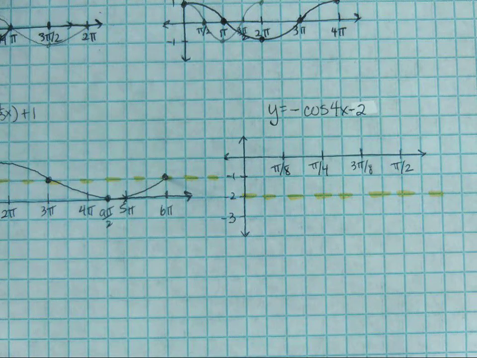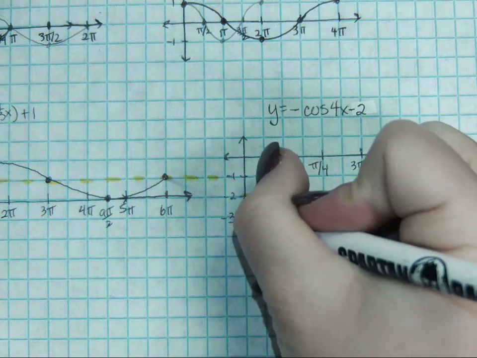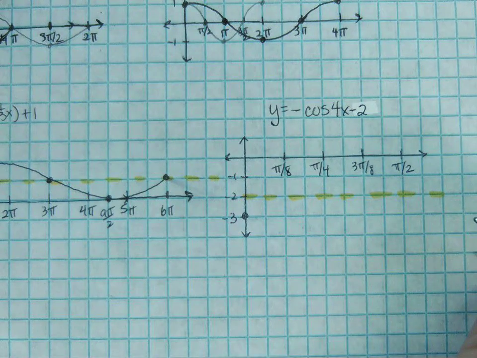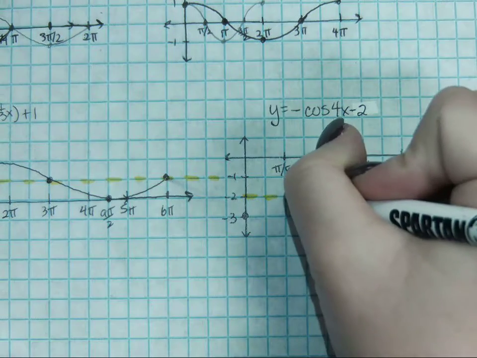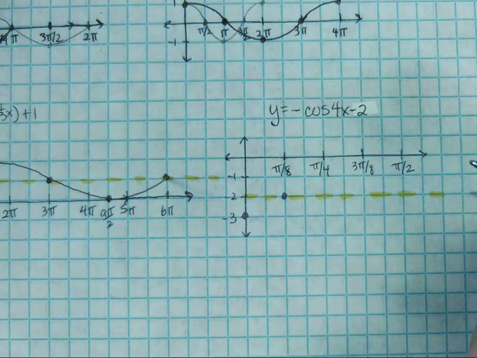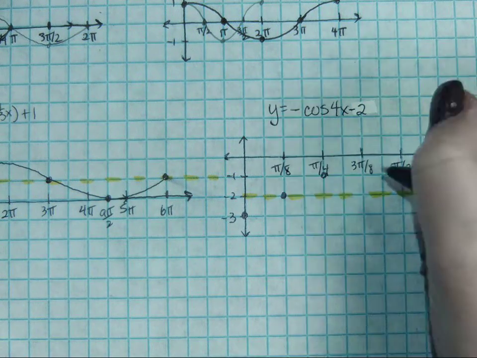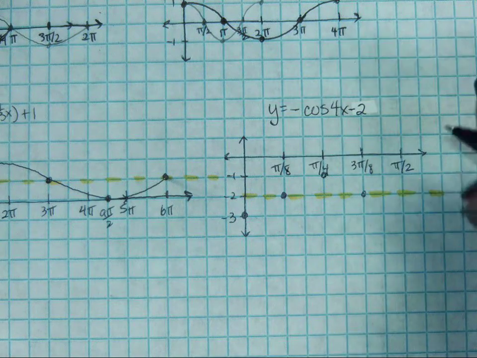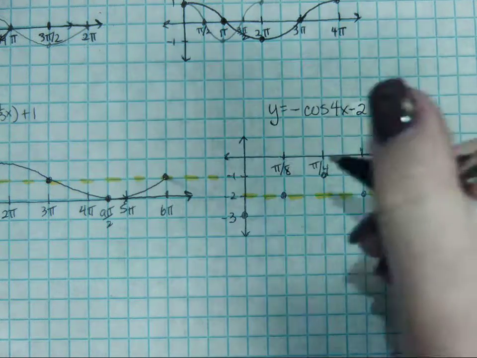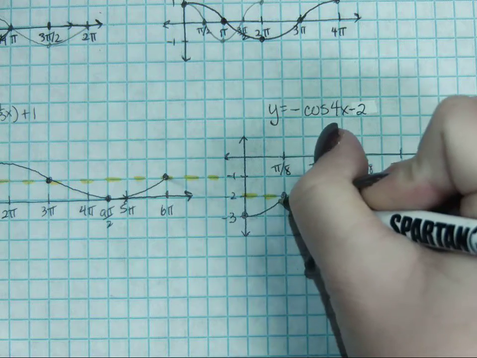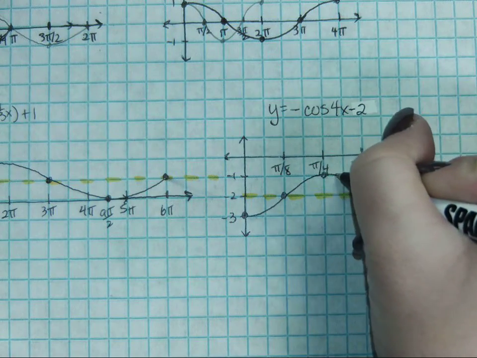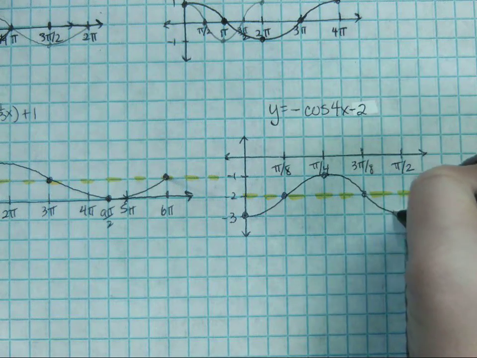And so my first coordinate is 0, negative 3. My next coordinate is pi over 8 and negative 2. And then pi over 4 and negative 1. 3 pi over 8 and negative 2. And pi over 2 and negative 3. And so again, you want to try to make a nice smooth curve.